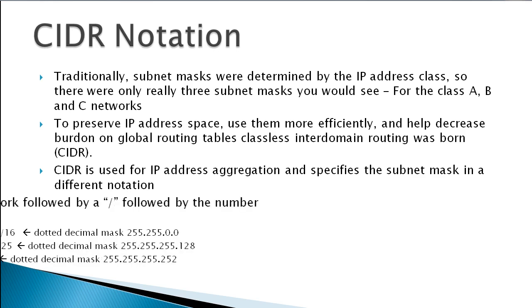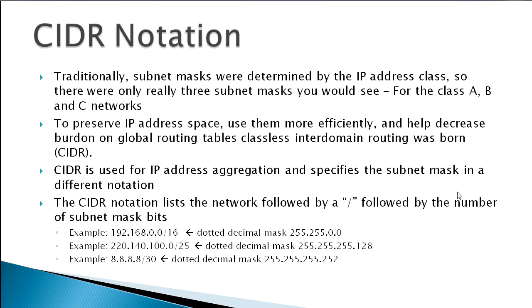So with CIDR, they came up with a new notation. You had the network address followed by a slash followed by the number of subnet mask bits. So for example, 192.168.0.0/16. The slash 16 there means that we have 16 bits for our subnet mask. If we had 16 bits, that would come out to, for example, 255.255.0.0.